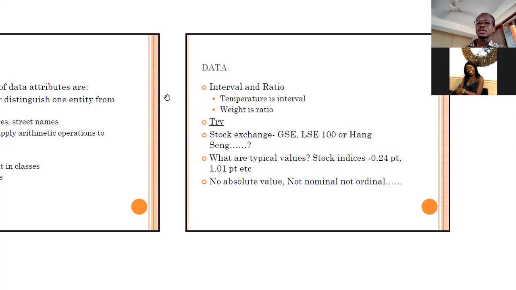Is that okay? So interval data is data in which the differences between the values make sense. In other words, take a particular temperature, say 2 degrees or 4 degrees. Which one do you want? Okay, I want 4 degrees because 2 degrees is too cold. That means the interval is making a difference.